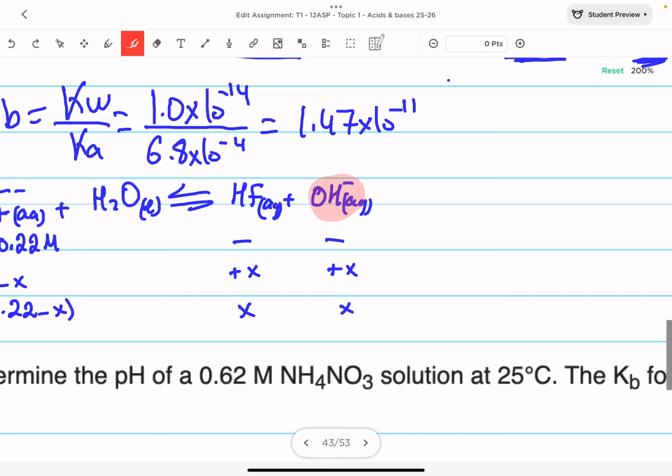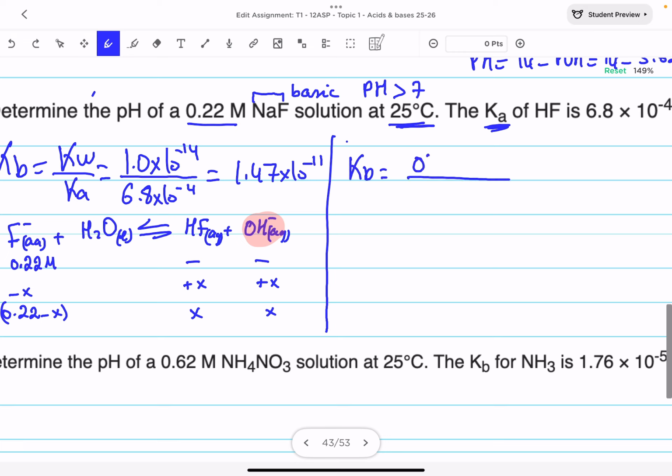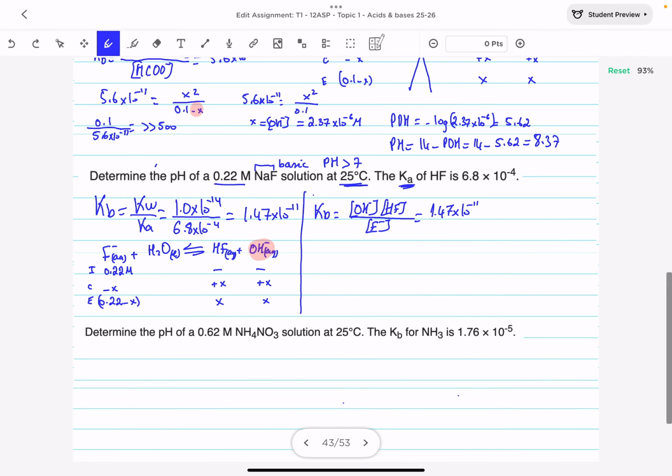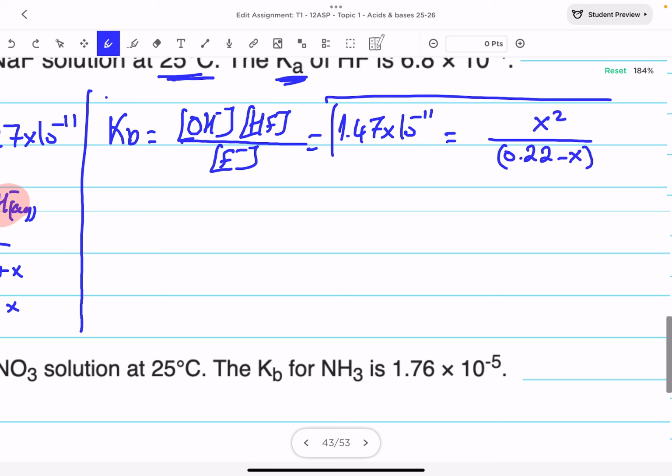Now, because we have a base, we are going to use the formula of Kb. Now, Kb is equal to OH minus multiplied by HF over F minus. And that is equal to 1.47 times 10 to the power negative 11. Now let's substitute. This one is equal to x squared over 0.22 minus x. Now that's the formula that we are going to work on.